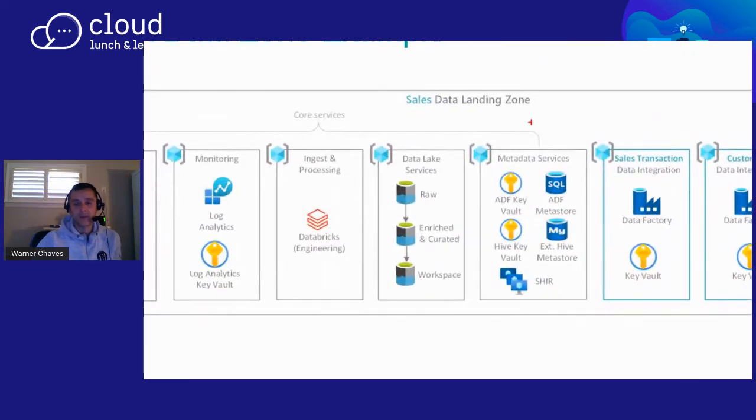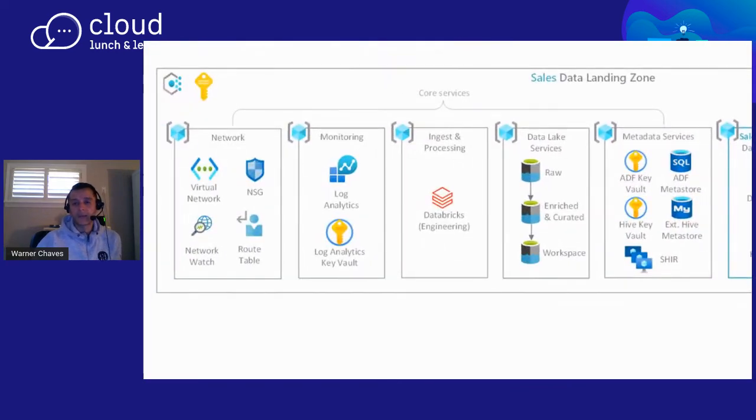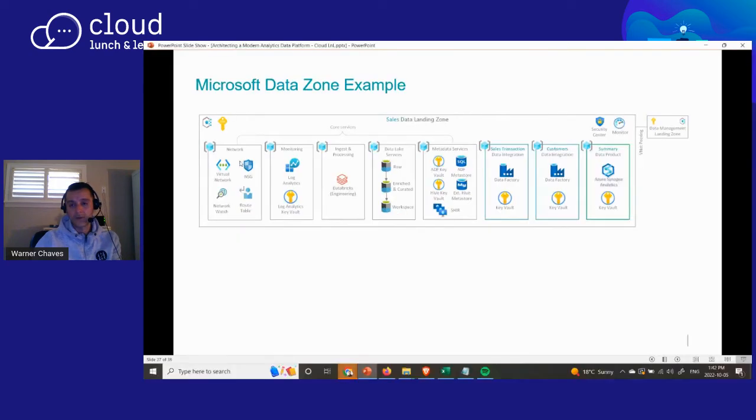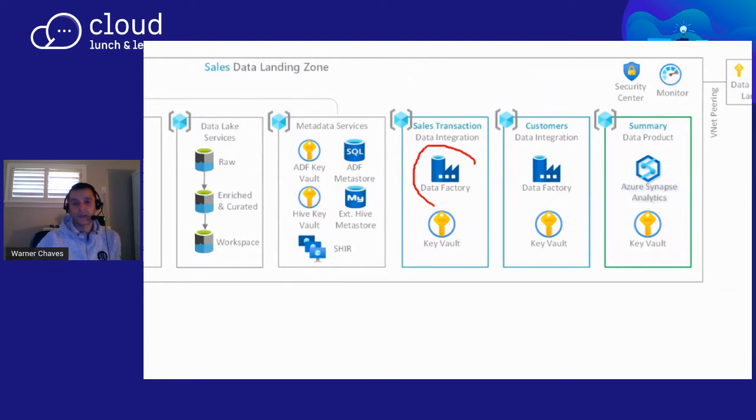You'll see this one says sales data landing zone, and you can see it's basically the kind of like the advanced architecture that we saw becomes this idea of a landing zone, right? You'll see here we have the networking for this VNet, we have the monitoring, we have the ingest and processing. This example again is using Databricks. We have different data lakes for the different category of data as it gets processed from raw, enriched to the workspace data. We have key vaults here. We have some meta stores as well. And we can see here, for example, in terms of orchestration, we're using Data Factory.